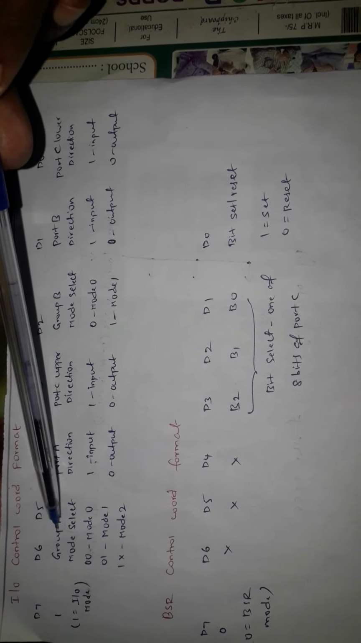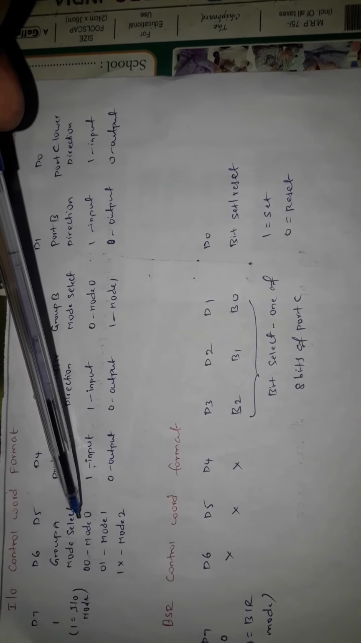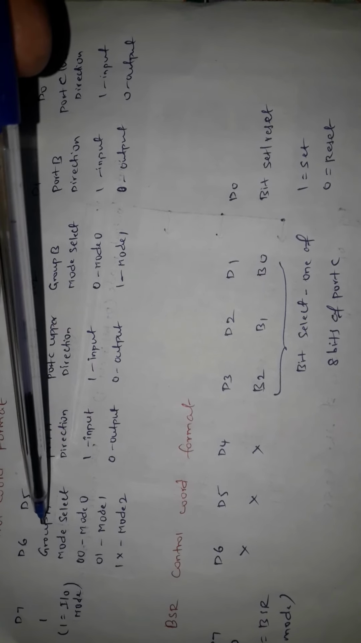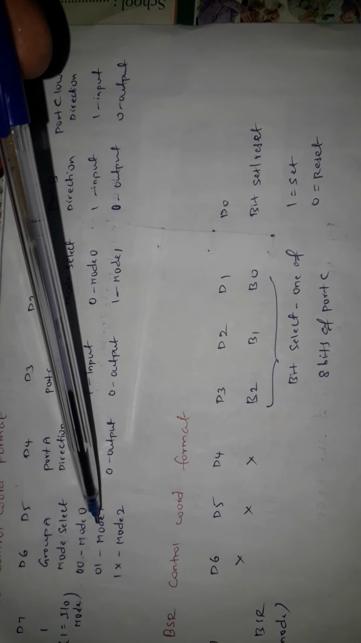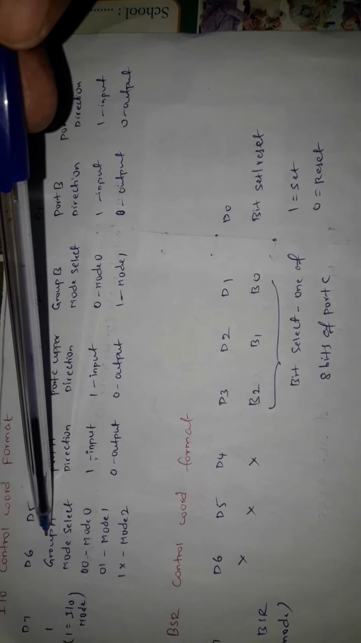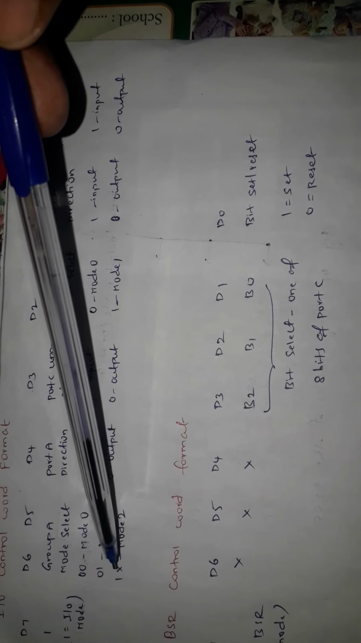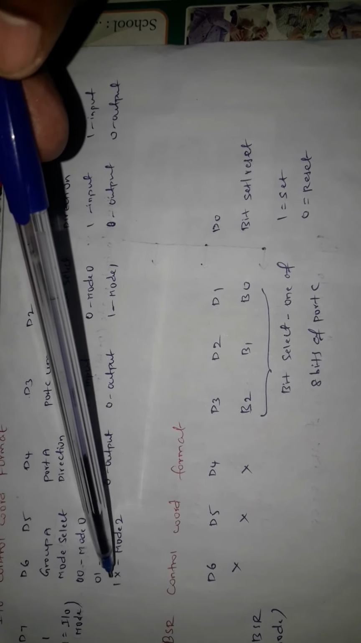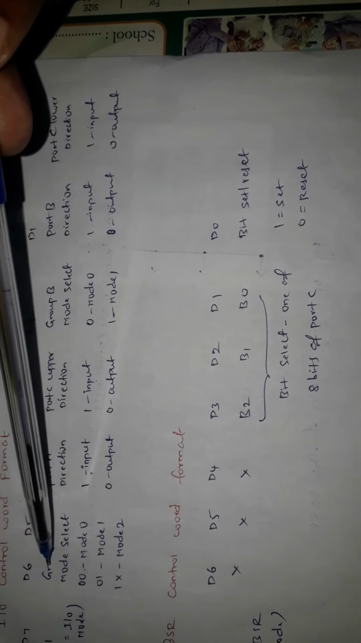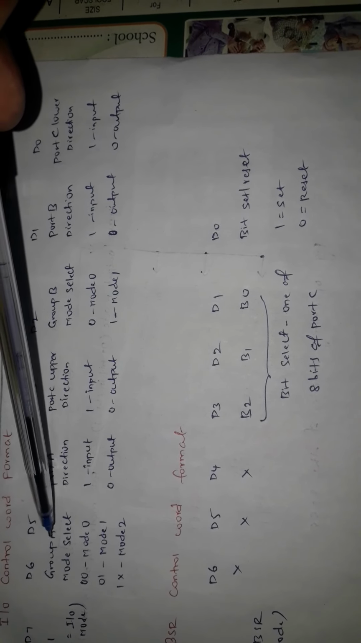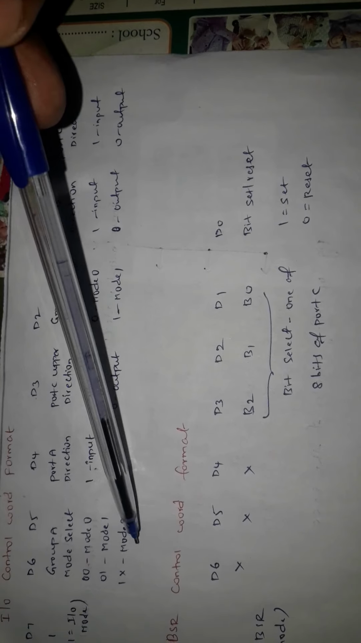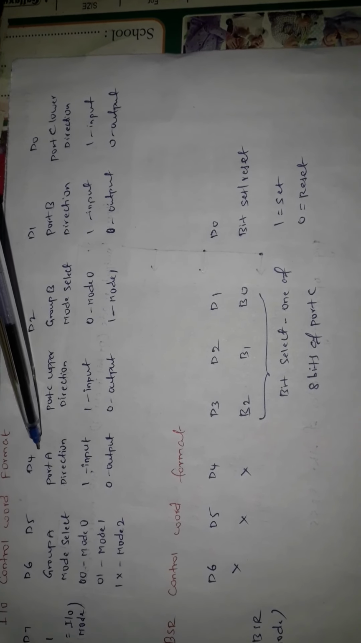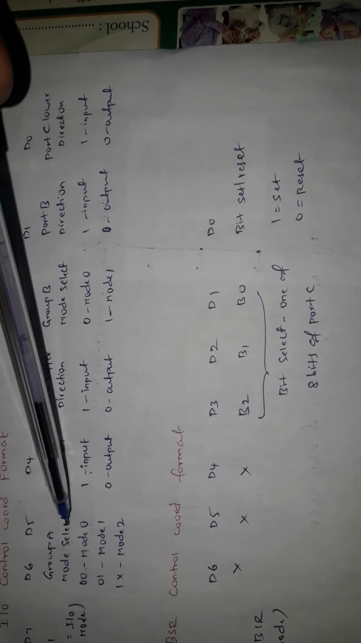If these bits are 0, 0, then group A is operating under mode 0, and if the D6 and D5 bits are 0, 1, then group A is operating under mode 1, and if D6 and D5 are 1x, that is it can be 1 0 or 1 1, then group A is operating under mode 2. And the D4 bit is used to select the direction for port A in group A.